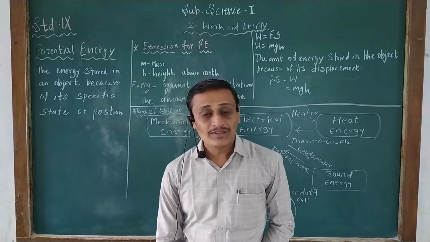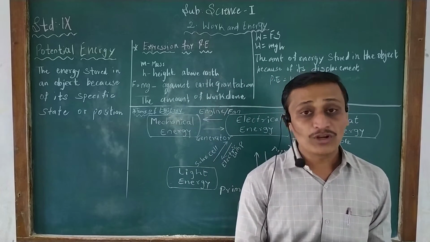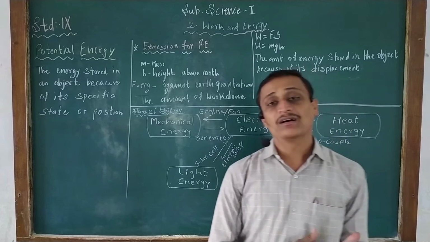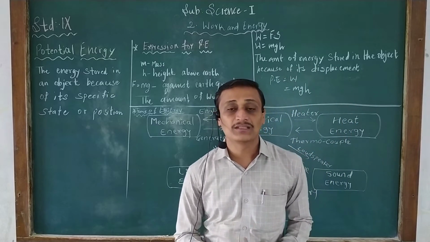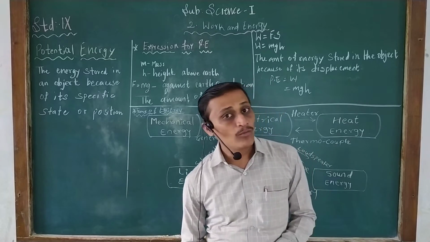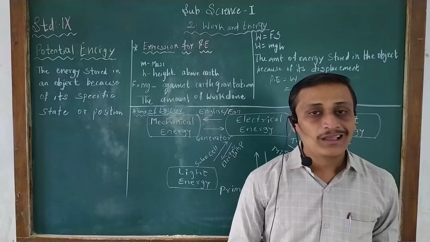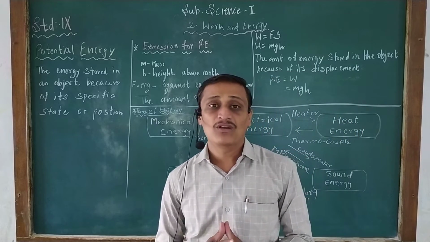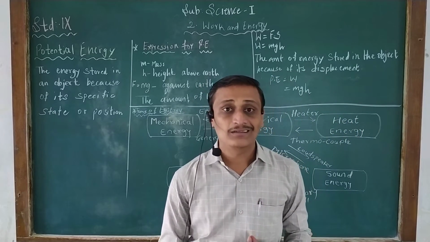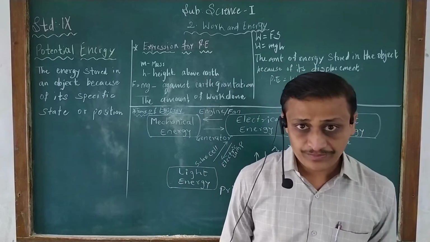In this chapter, we have seen the definition of work: what is work, and when in physics we say that work is done. What is the formula of work? The formula of work is equal to force into displacement. According to physics, if force is applied and displacement is there, then we can say that work is done.